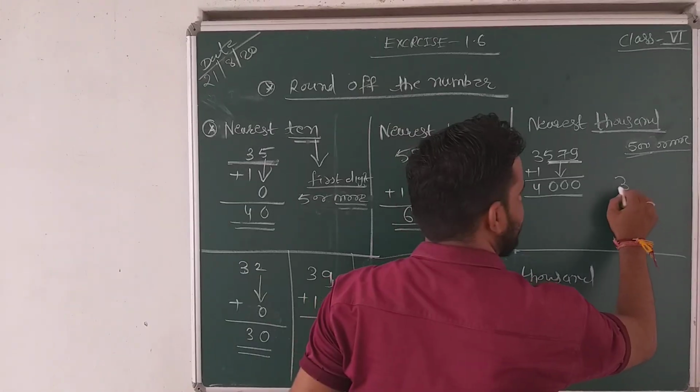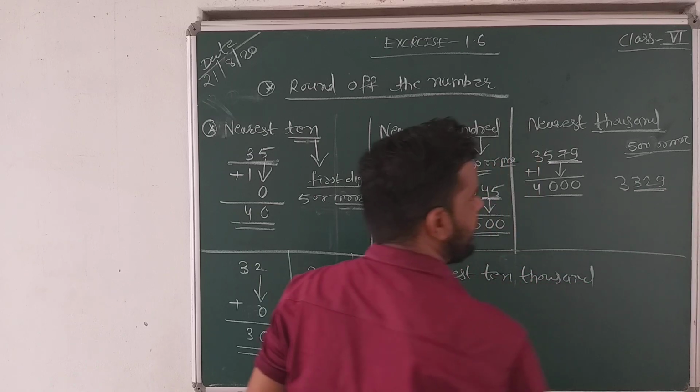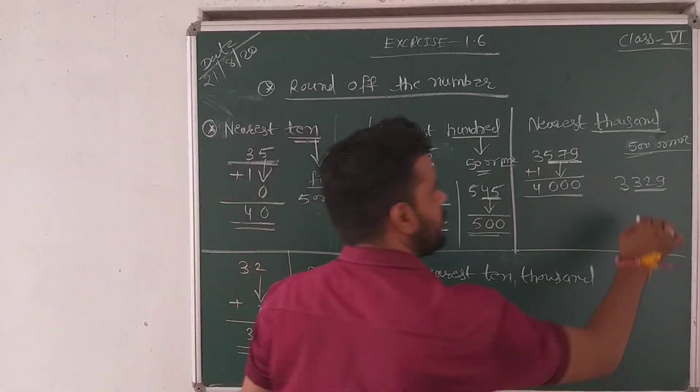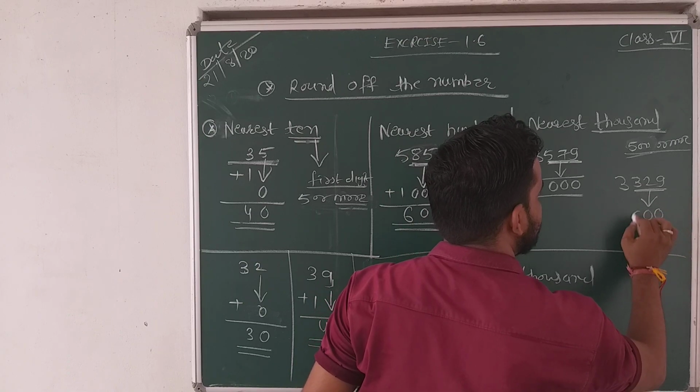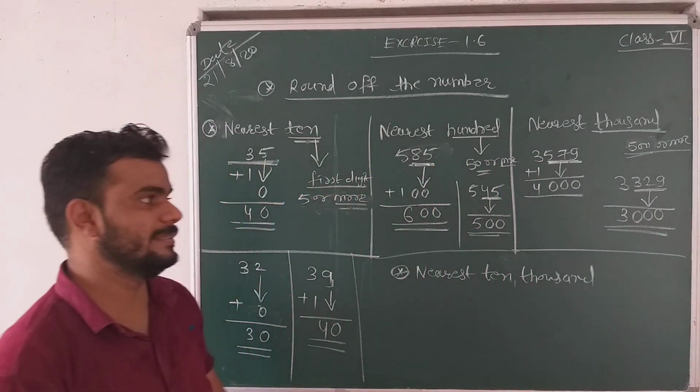One more example, 3329. The last 3 digits, 329, are less than 500. So instead of 329 directly write 000 and there is no change in the other number. So the round up is 3000.